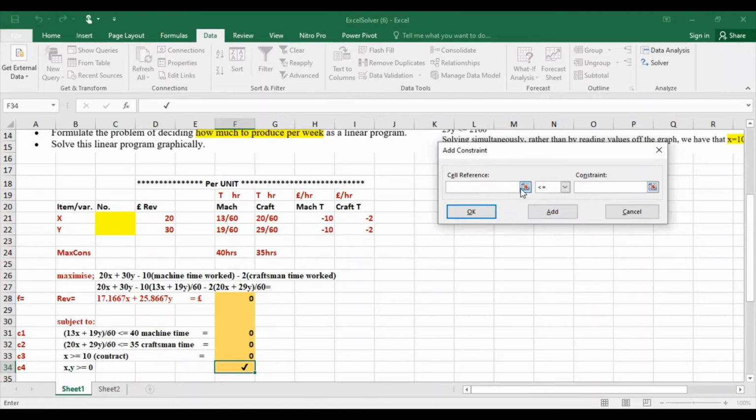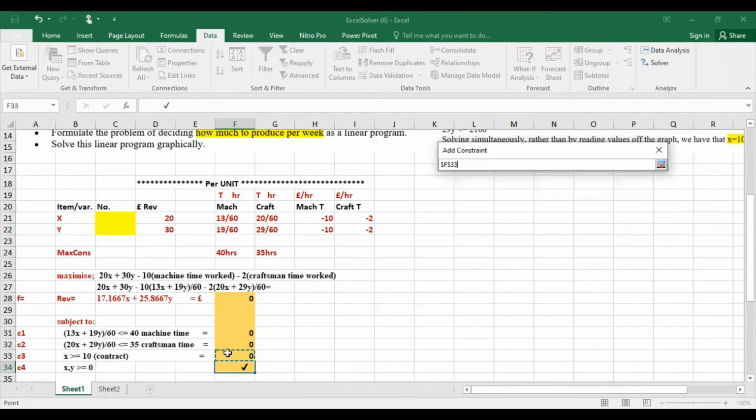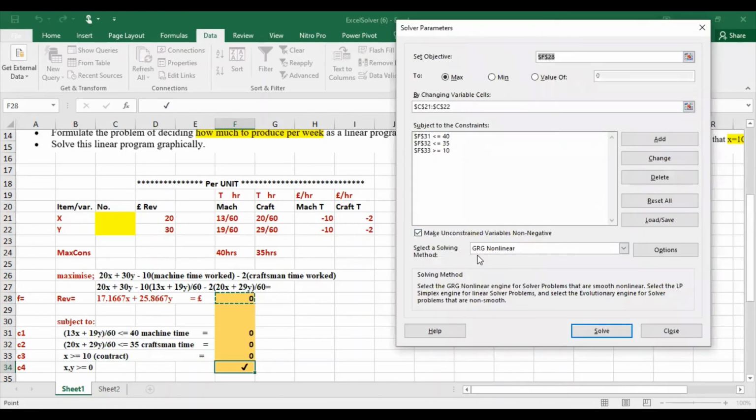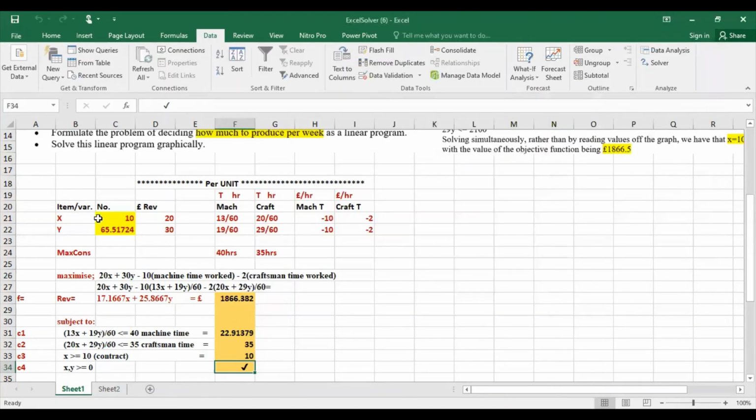Then add the next one, the third cell over here, and it is greater than or equal to, it is written over here, and you put 10 over here. Then you are done. You should select a solving method, GRG Nonlinear. You are not going to change this, keep it in your mind. Then you apply solver here, you will apply solve, and you will get your value.